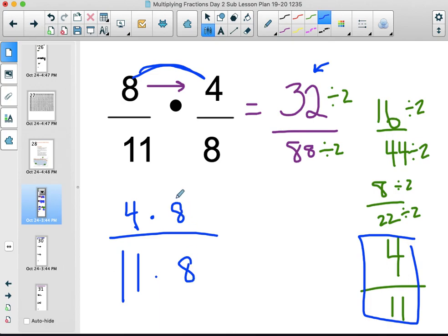8 over 8 is considered 1 whole. So if I took 4 times 1, I would get 4. And if I took 11 times 1, I'd get 11. So that's kind of a shortcut that you can use.